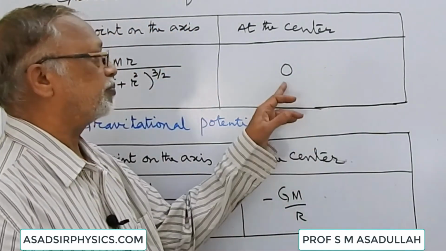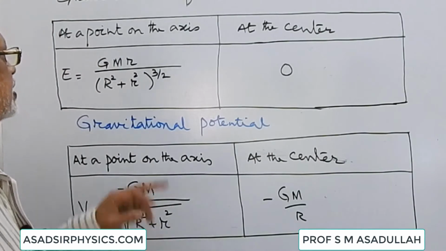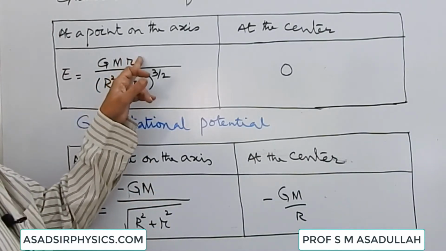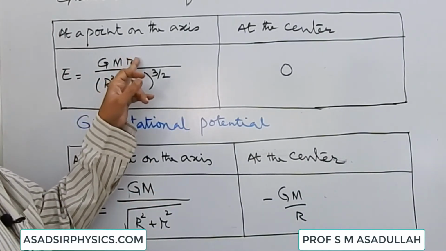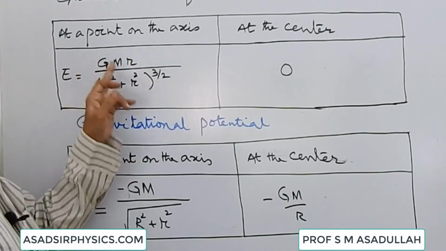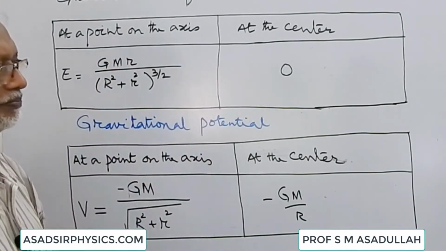Now if you consider a point at the center, small r is equal to 0. Here small r is there in the numerator. If you substitute small r is equal to 0, the gravitational field will become 0.